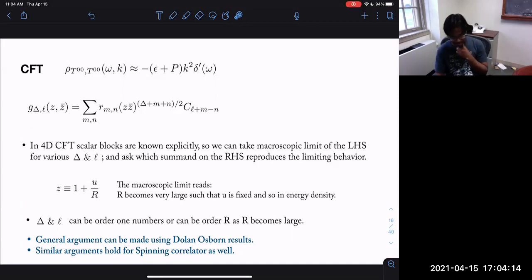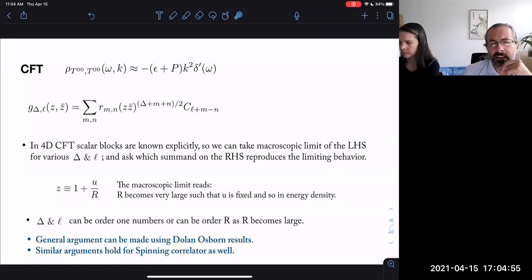If you want to show this beyond 4D, then you have to learn about the behavior of this coefficient R_mn explicitly. But that can also be done, because Dolan and Osborne have already found a recurrence relation for this coefficient R_mn. So you can dig out those results from the Dolan and Osborne paper, plug them into Mathematica and check that this works. And as I said before, the argument I just showed you is for scalar blocks, but even for the spinning blocks for T0, T0, the same argument holds.